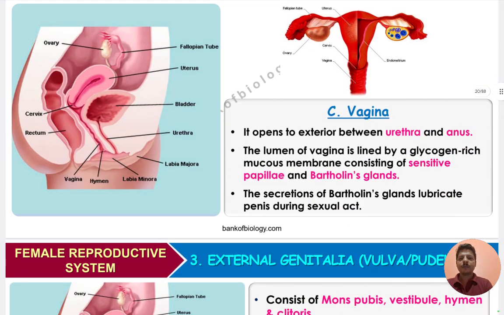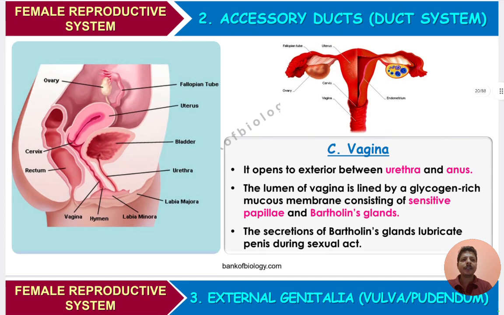Next is the vagina. Here you can see it opens to the exterior between the urethra and anus. The lumen of the vagina, meaning this region, is lined by a glycogen-rich mucous membrane consisting of sensitive papillae and Bartholin glands. The secretion of Bartholin glands lubricates the penis during the sexual act.